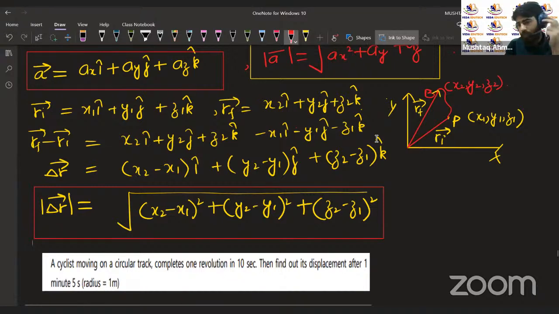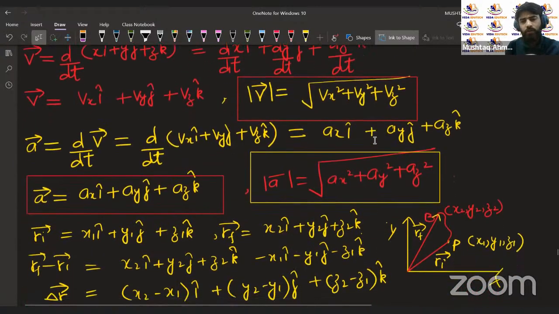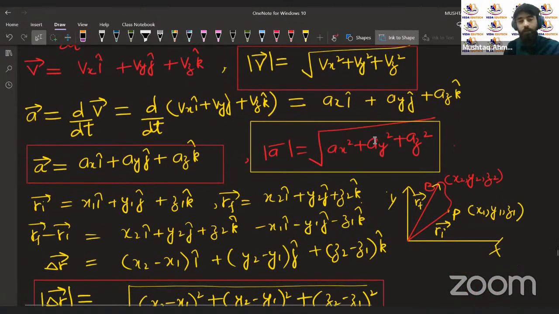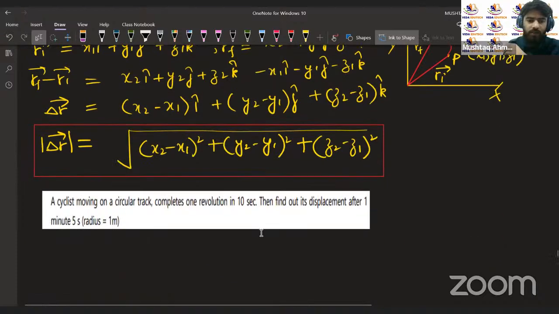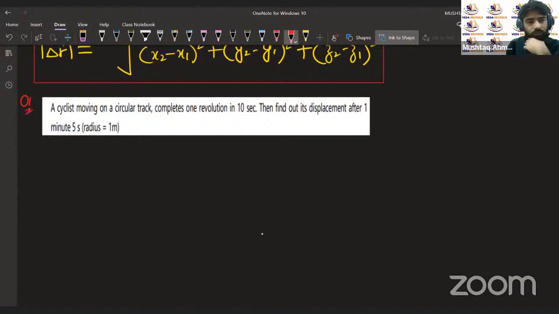All these concepts we'll now use to solve some of the questions related to motion along a straight line. We'll be calculating the velocity, acceleration, position vector, displacement, and many more things. All the concepts will be used in solving some good problems. Let's start with question number 1.